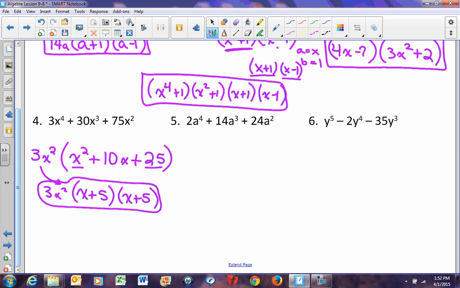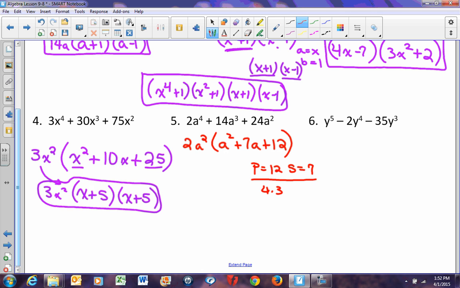Number 5, 2a to the 4th plus 14a to the 3rd plus 24a squared. Again, out of greatest common factor, I can take out a 2a squared. If I take out a 2a squared, I'm left with a squared plus 7a plus 12. Now I need two numbers that multiply together to get 12. My product is 12. My sum is 7. I'm thinking 4 and 3, because 4 times 3 is 12, 4 plus 3 is 7.